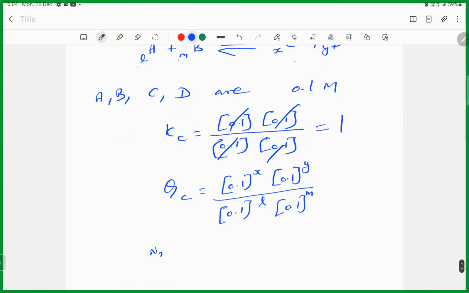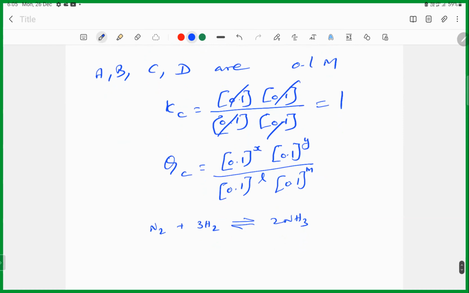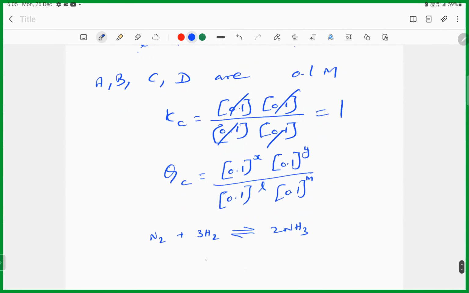Look here: N2 plus 3H2 gives 2NH3. Okay, so everything I am saying is 0.1 molar. Okay, then what will Kc be? Kc is equal to 0.1 divided by 0.1 into 0.1. Then it becomes Kc is equal to 1 divided by 0.1. Then what will it be? Kc is equal to 10. Correct?